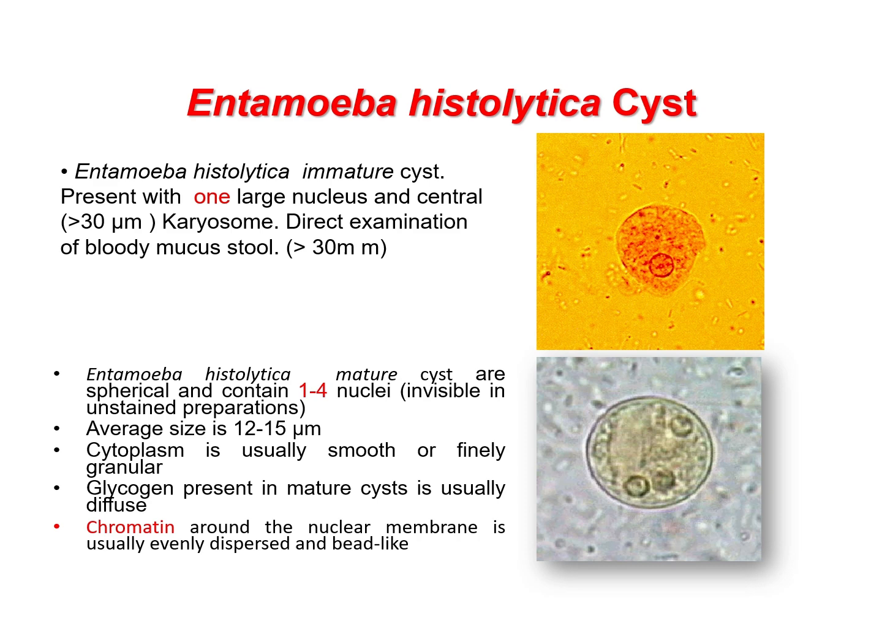You also have to remember that these 1 to 4 nuclei of mature cysts cannot be seen in unstained preparations. We should go for staining methods in order to detect those nuclei.